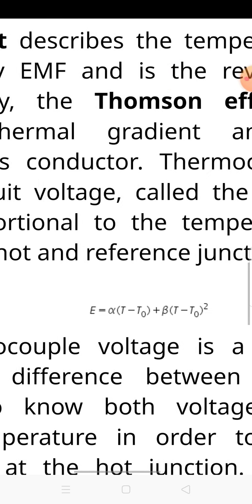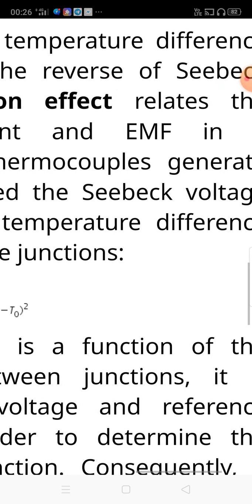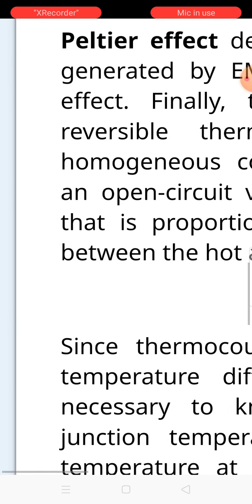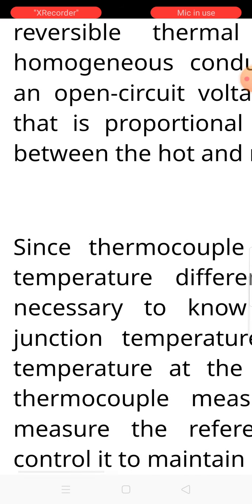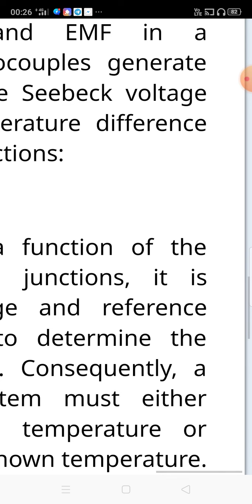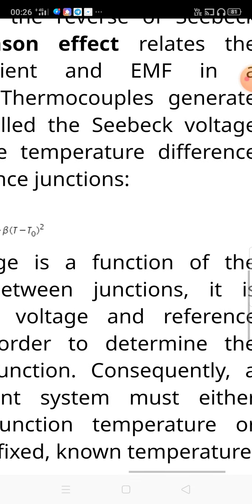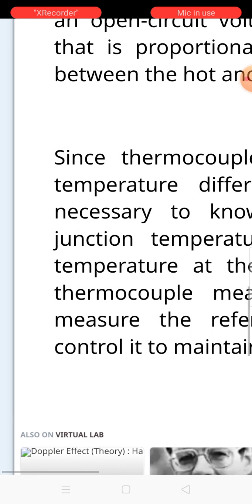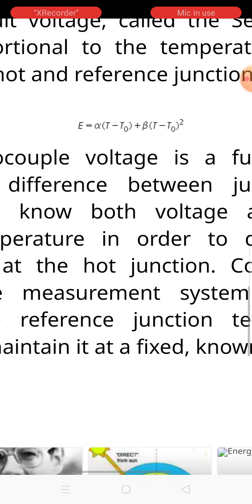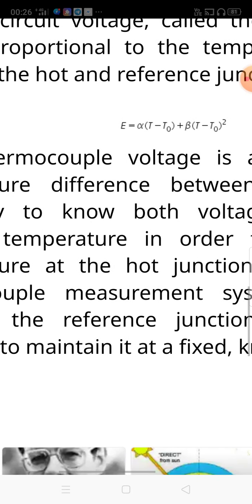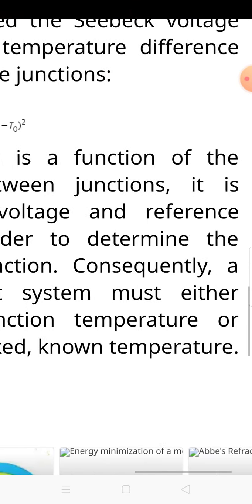Since thermocouple voltage is a function of the temperature difference between junctions, it is necessary to know both the voltage and the reference junction temperature in order to determine the temperature at the hot junction. Consequently, a thermocouple measurement system must either measure the reference junction temperature or control it to maintain it at a fixed known temperature.